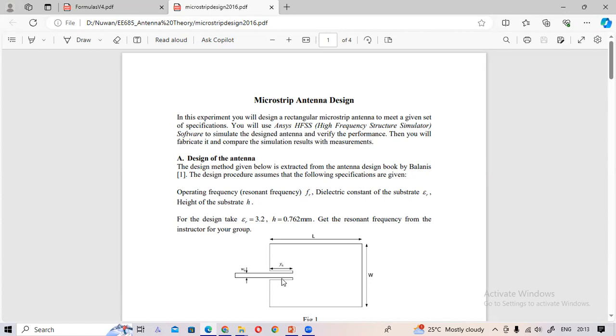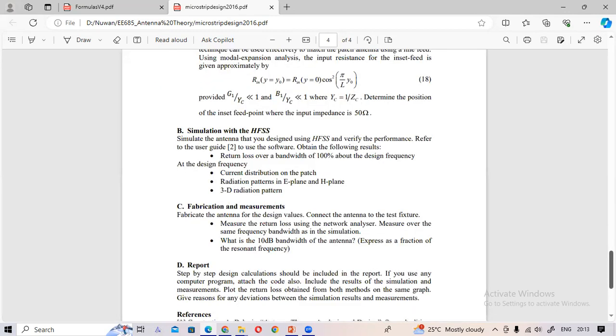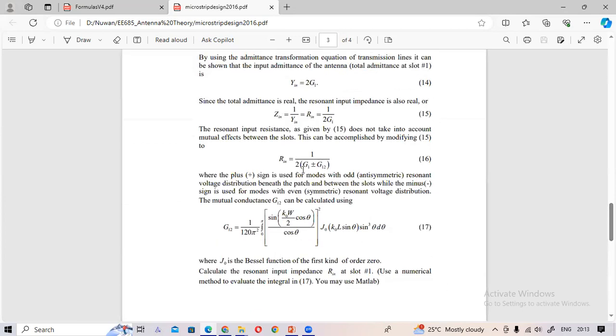For that one, you are using this small gap. This is what we call inset feeding. That is also one matching technique. So to match that 50 ohm to this antenna input impedance, you have to calculate the antenna input impedance using this equation.